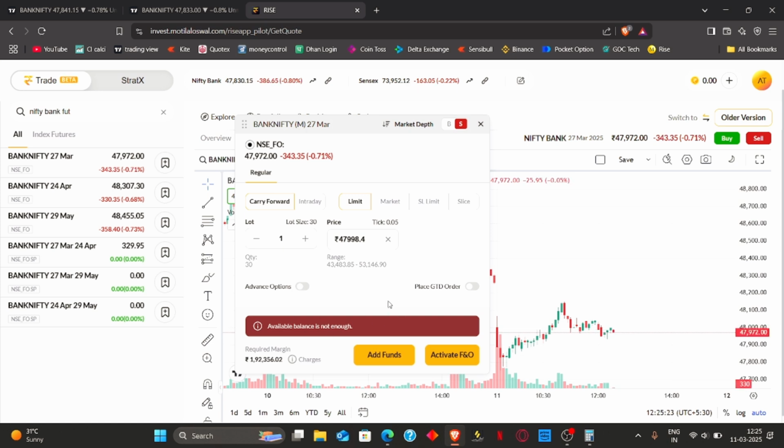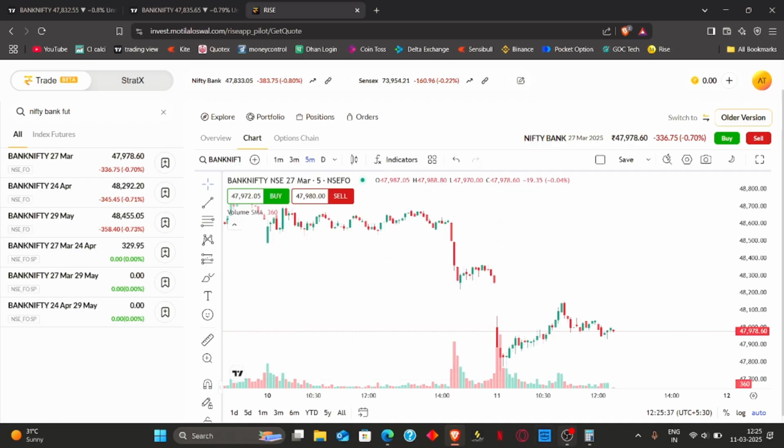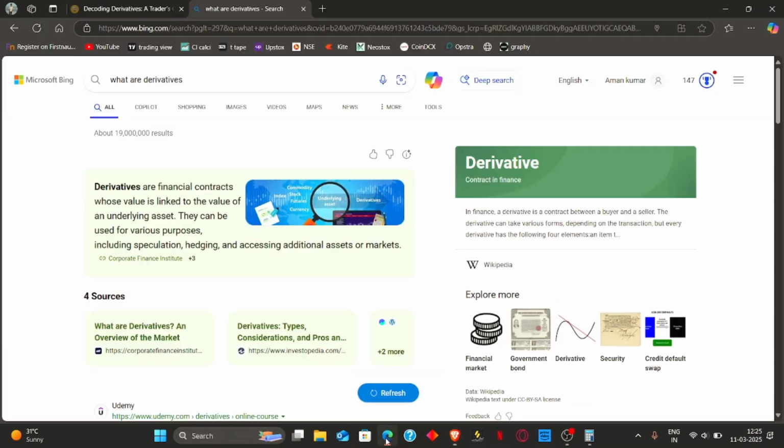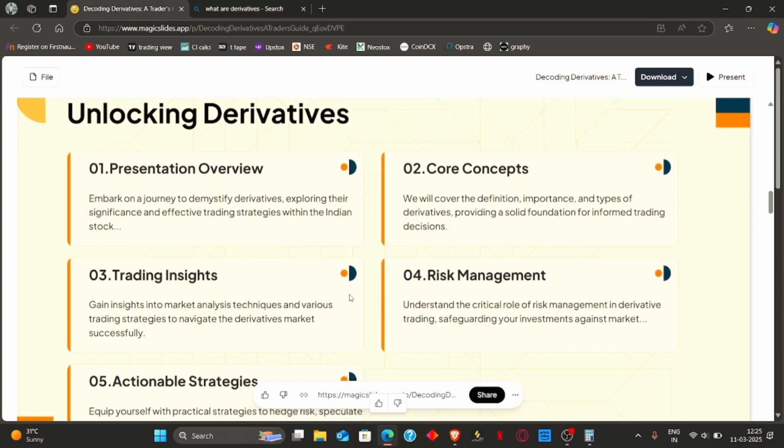So as we have seen, futures contracts already come with a good leverage position available in the market, which we can use to our advantage and trade on more lots with a lesser amount of money. So this is what futures contracts are. Now let us talk about the next section. The core concepts we have talked about: what are futures derivatives?